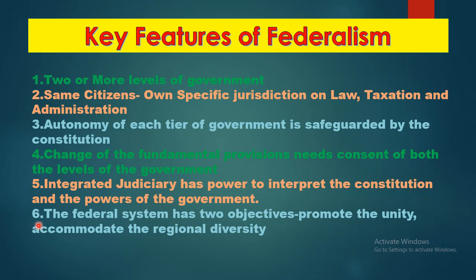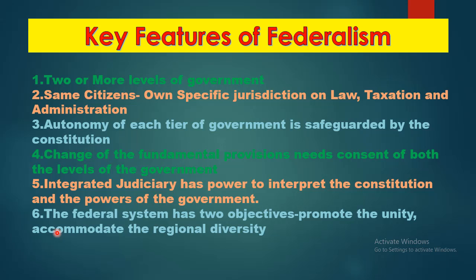The last feature, children, is that the federal system has two objectives, or we call it dual objectives. Objective number 1 is to safeguard, defend and protect the country, the nation, to protect and promote unity, to work towards the unity of the people, unity in diversity. Diversified people are there; how can they be united, to work together, to live together? That is the first objective.